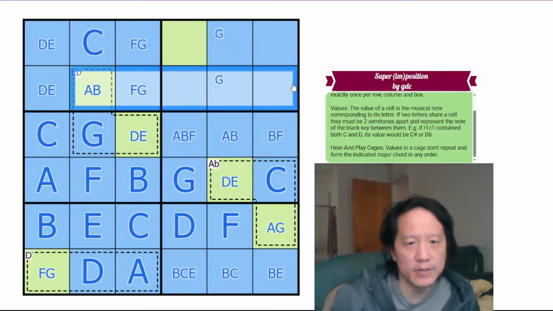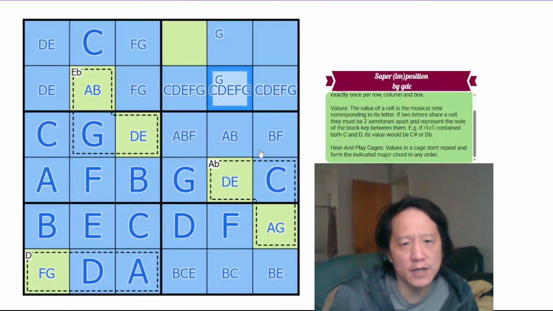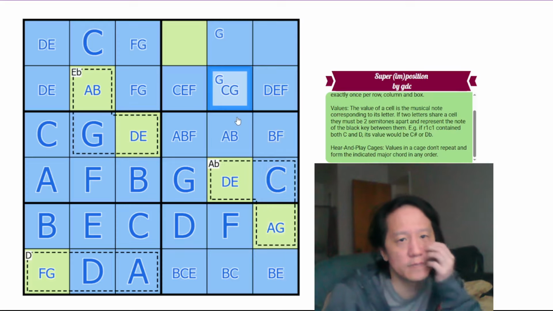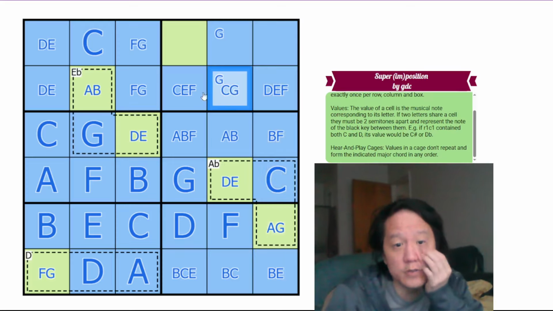A and B cannot be here. Remaining letters would be what? C through G: C, D, E, F, G. This cannot be D, E, or F. This can't be D or G. This can't be C or G. Okay, so C is one of these two.